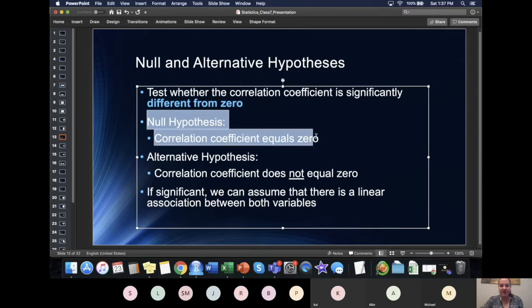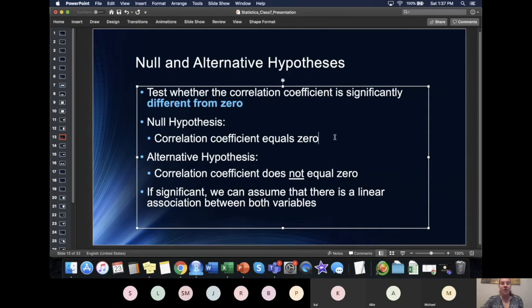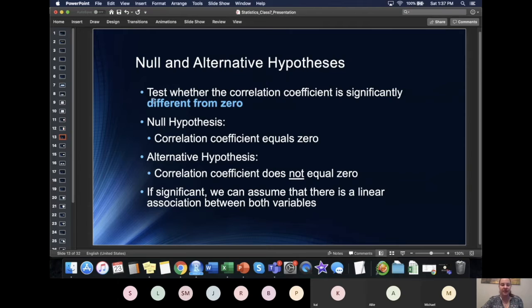So the null hypothesis is basically the correlation coefficient equals 0, because 0 means no relationship. Until proven otherwise, we assume that there isn't a relationship. Now, if we are testing whether the correlation coefficient is significantly different than 0, and we find a p-value that's less than 0.05, then we can assume, if we have met all the assumptions for the model, that the correlation coefficient does not equal 0. So we can assume that if we have a p-value less than 0.05.